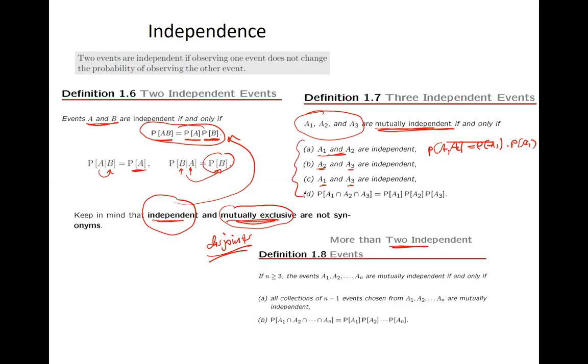If all conditions are met, then we call A1, A2, and A3 mutually independent events. If there are more than three events, then we have to do this for all the variations of the events.